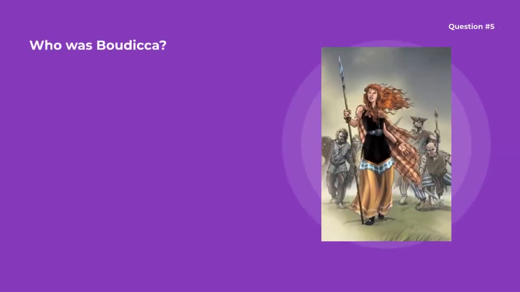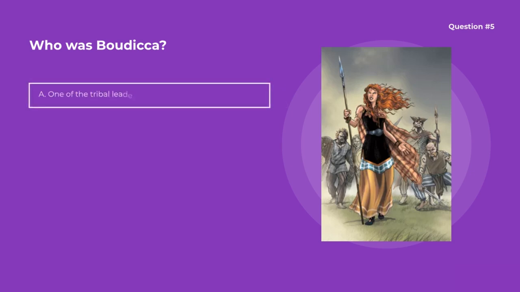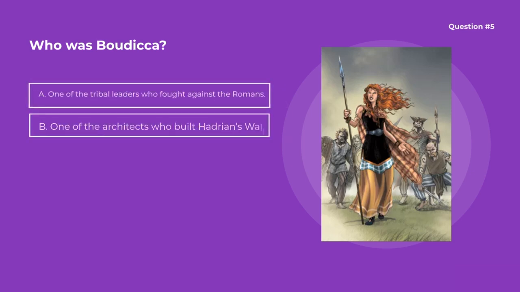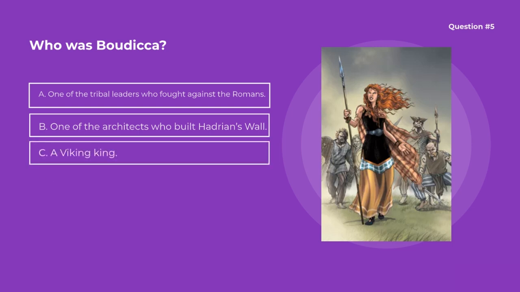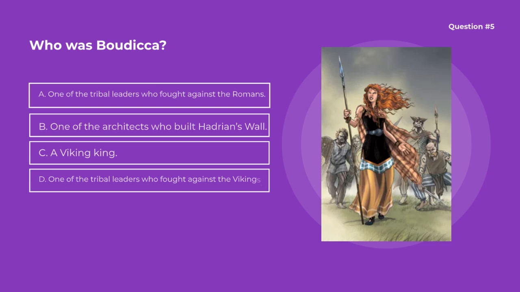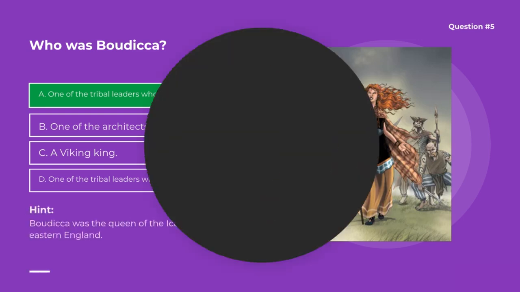Question number 5. Who was Boudicca? Options are A. One of the tribal leaders who fought against the Romans, B. One of the architects who built Hadrian's Wall, C. A Viking king, D. One of the tribal leaders who fought against the Vikings. The correct option is one of the tribal leaders who fought against the Romans. Boudicca was the queen of the Iceni tribe in what is now eastern England.